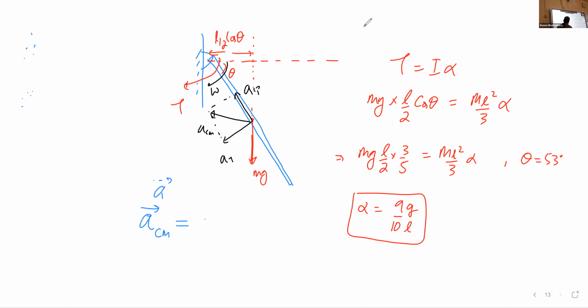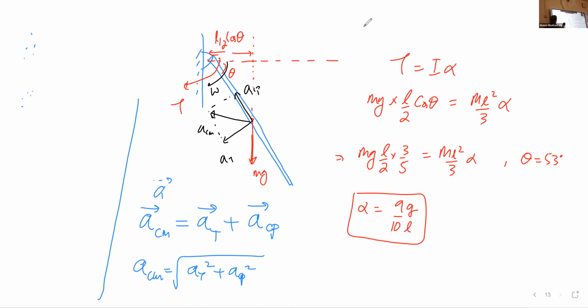Okay, so the acceleration of the center of mass will be the vector sum of tangential plus centripetal acceleration. So the magnitude will be the square root of tangential square plus centripetal square. Now you can see here that the centripetal will be omega square L by 2. Remember, how much was omega square?